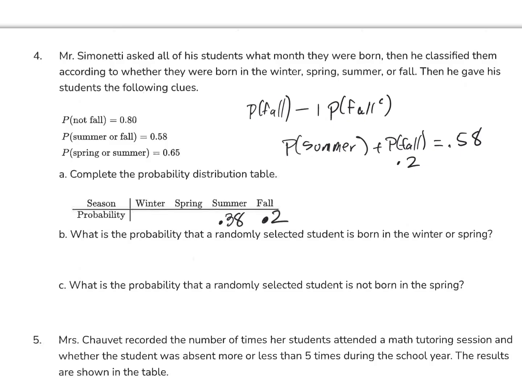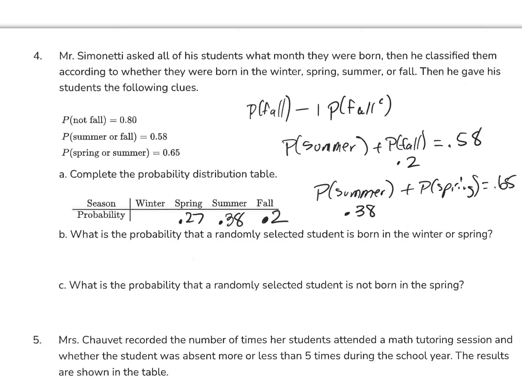And then it says the probability of spring or summer is 0.65. So that means the probability of summer plus the probability of spring is equal to 0.65. So summer is 0.38, spring is 0.65 minus that, which makes the probability of spring, I believe, 0.27. Okay, now we have everything else, so we just need to take 1 minus the sum of spring, summer, and fall to get winter.